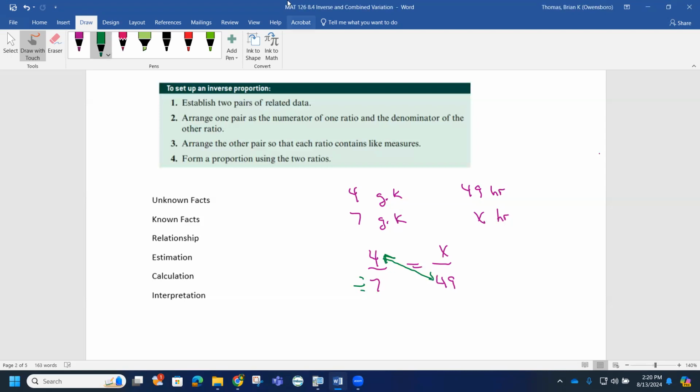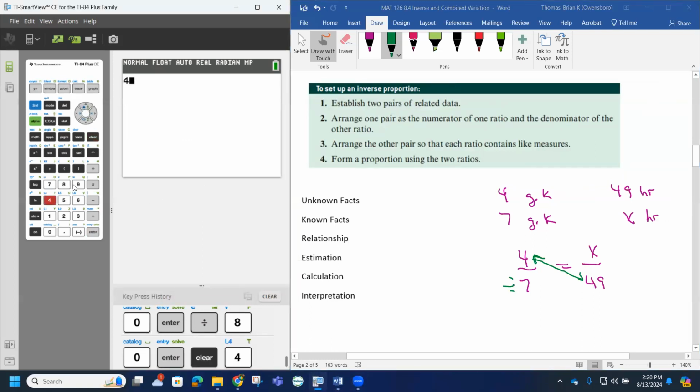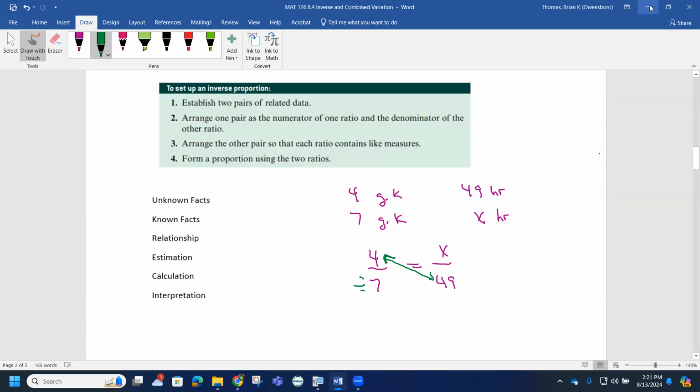So let's see where this takes us. So 49 times the 4, get that answer, and then divide that by 7. It gives us 28 hours. So 28 hours is what we're picking up on. So 28 hours to prepare the golf course would be the interpretation.